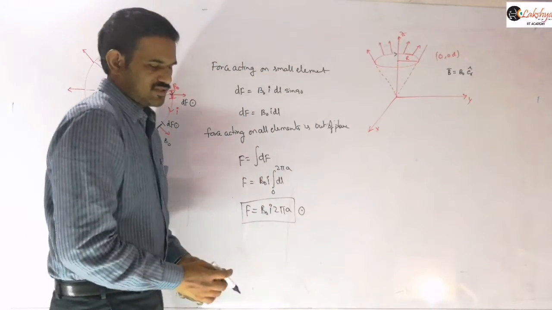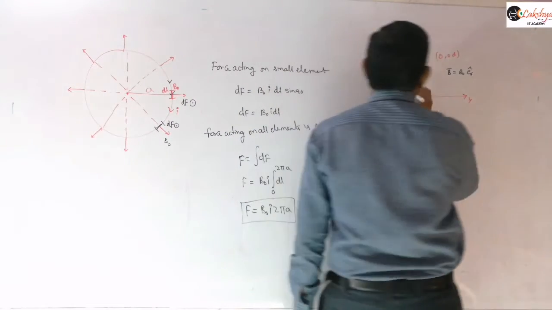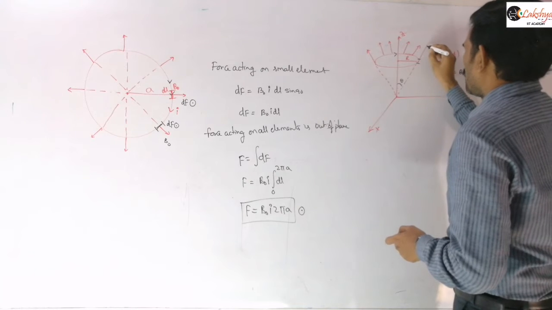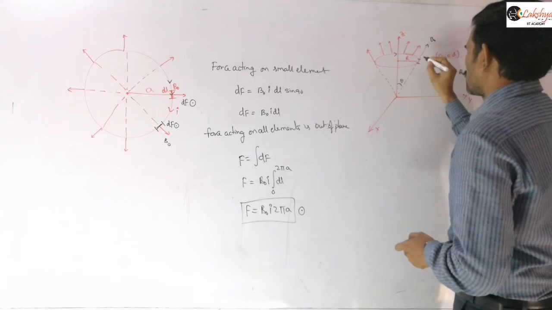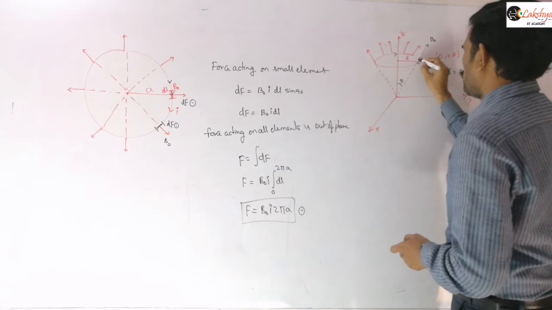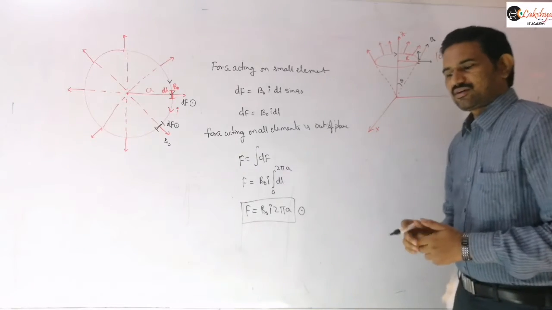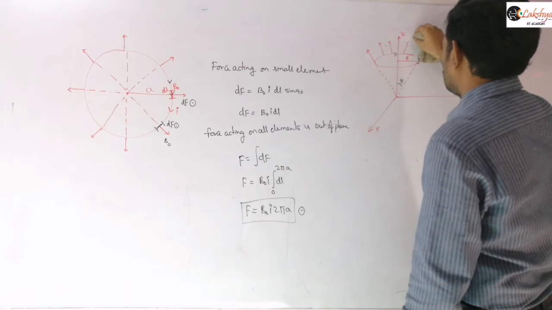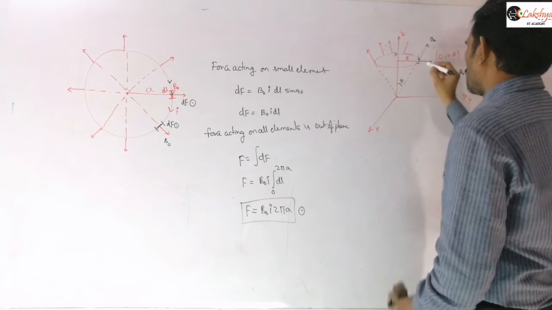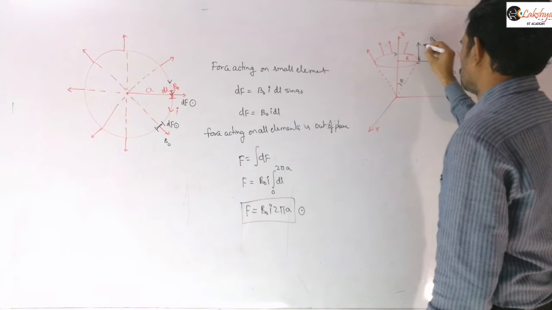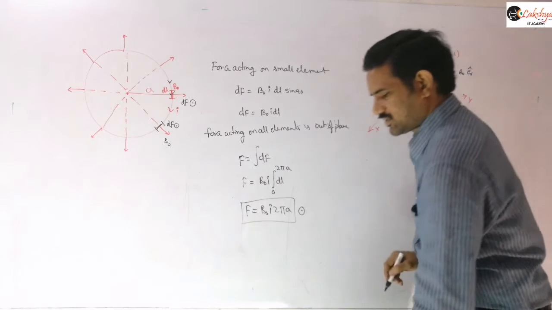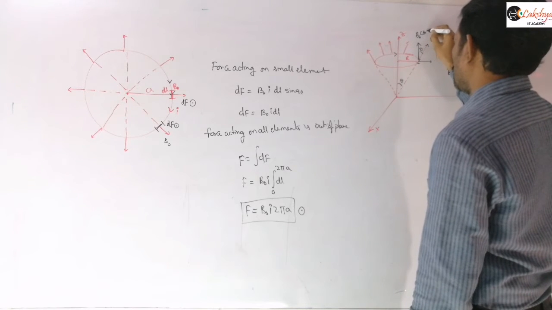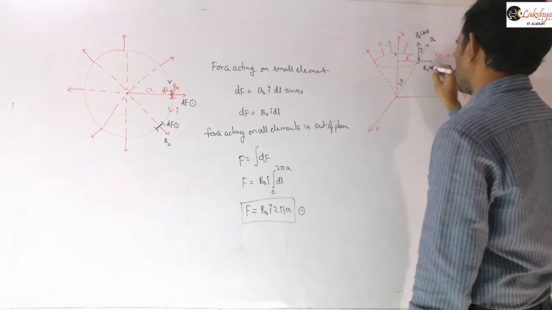For the magnetic force, you can consider this angle as theta. The same procedure: we need to consider a small element here, and this field is B naught along this direction. So let us resolve this B naught into components so that you can write the magnetic force direction easily. This angle is theta with the vertical. So the components of the field are B naught cos theta, and this is B naught sin theta.